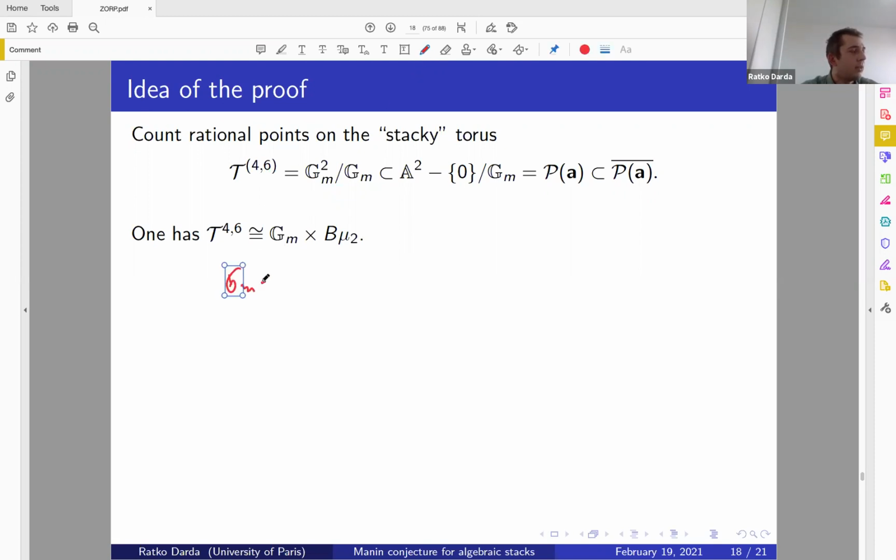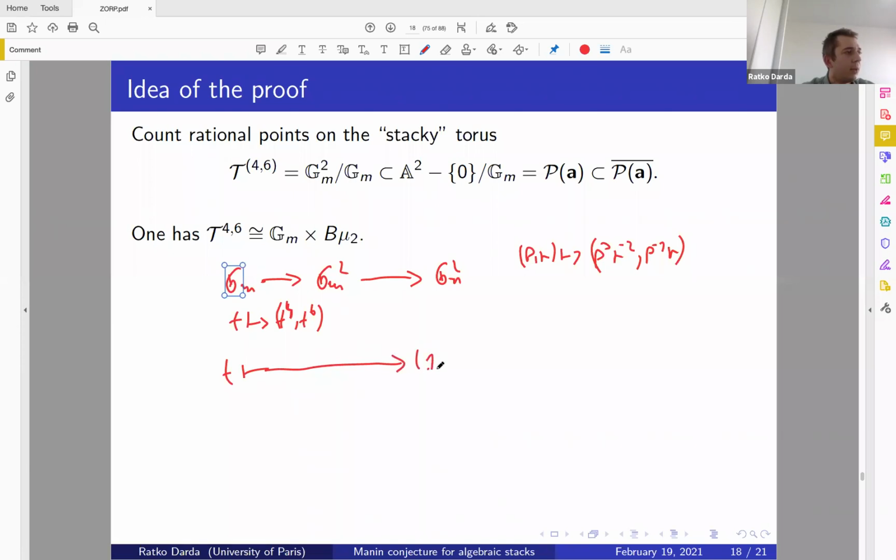Firstly, we have a morphism Gm to Gm squared given by t goes to (t^4, t^6). And the action of Gm on this stack is precisely the one induced from this homomorphism. Now you have a morphism from Gm squared to Gm squared. I'm going to write that it's given by (p, r) goes to (p^3 r^-2, p^-1 r). It's some morphism. The induced morphism from here to here is given by (1, t^2).